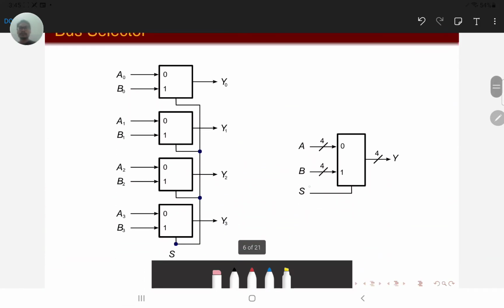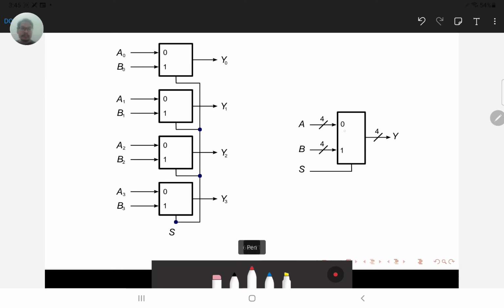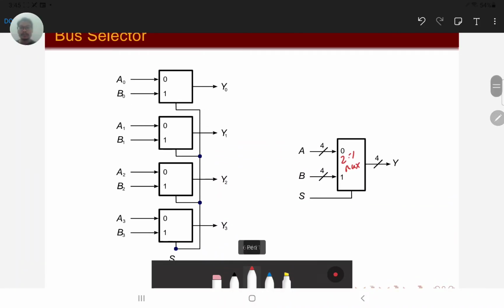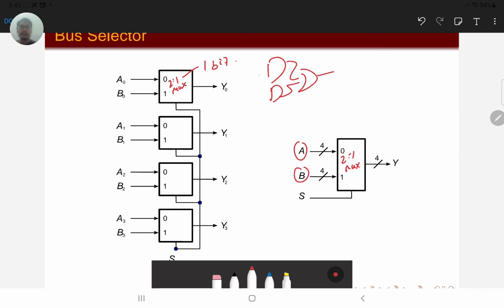Another example of the multiplexer, and here is a 2:1 mux, is to do a bus selector. In the bus selector, these are 4 bits now. These are standard 2:1 muxes. Here is a 1-bit 2:1 mux. So inside here you have the normal AND/OR circuit for Y0 and so on.